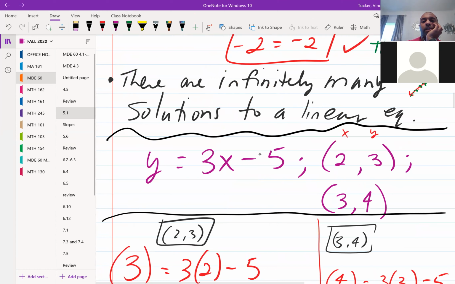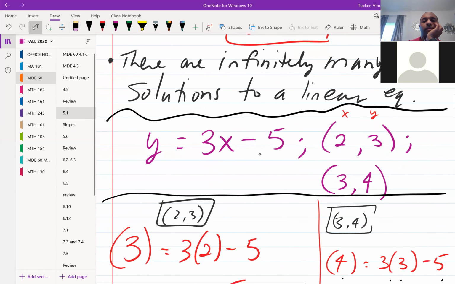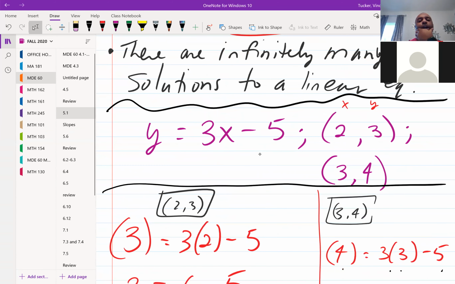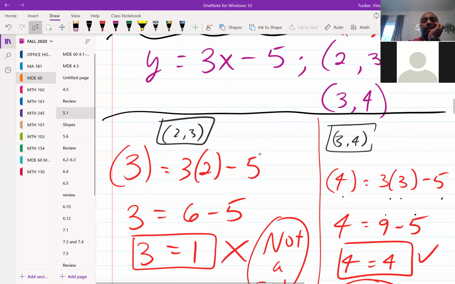All right, so we're doing that one more time. This time we have Y equal to 3X minus 5, and I have 2 points to see if they'll give us a solution. Have the ordered pair of 2, 3, ordered pair of 3, 4. Plug in Y right here, plug in X right here, and simplify. Make sure everybody got it before I go up.